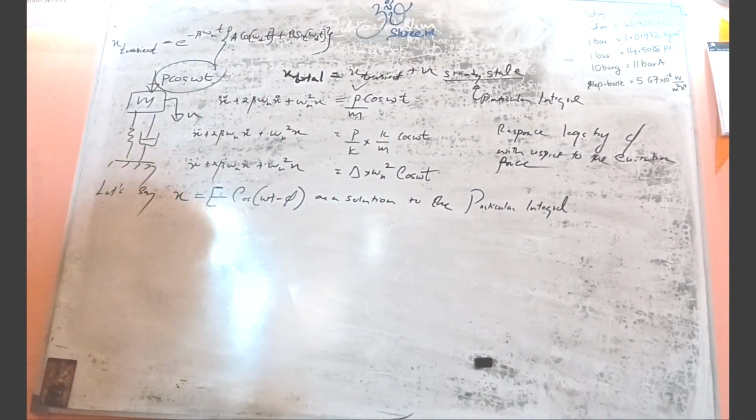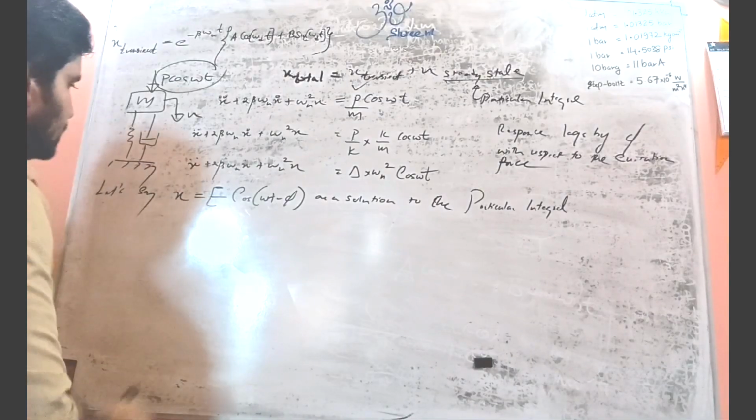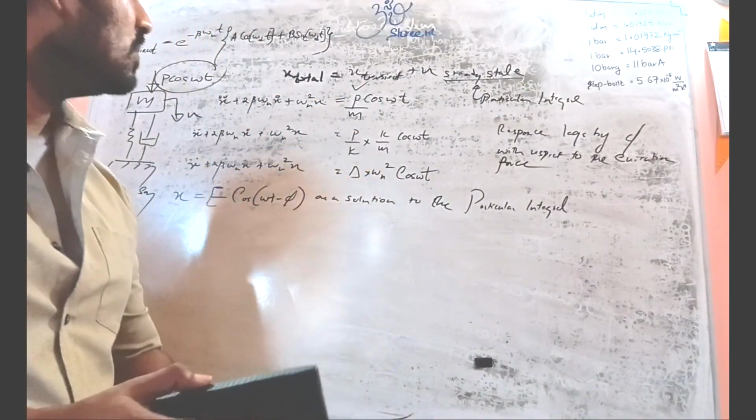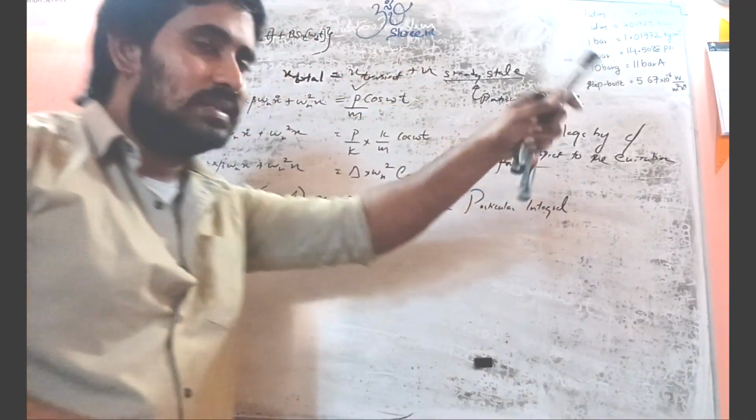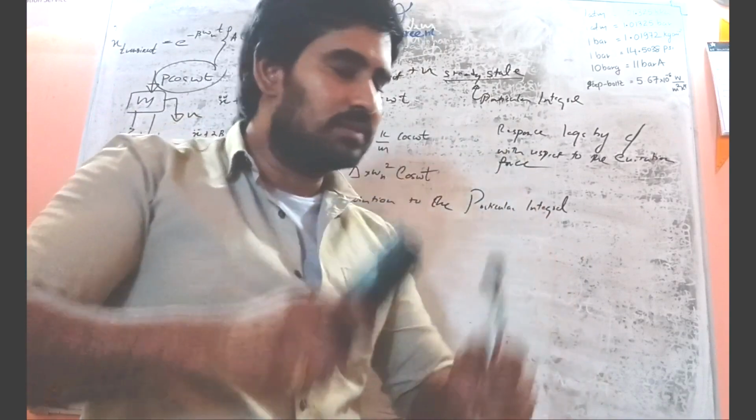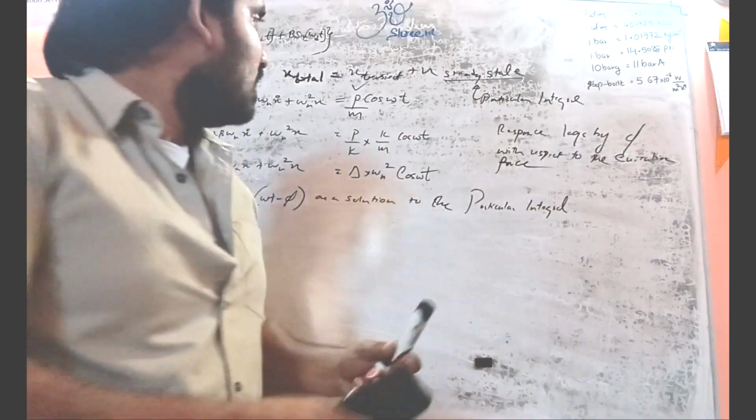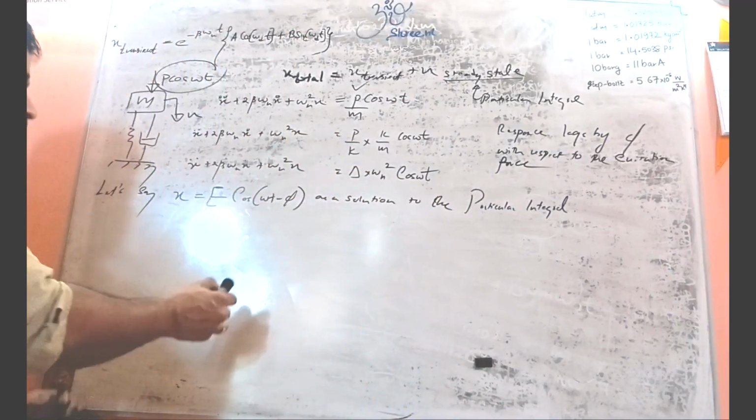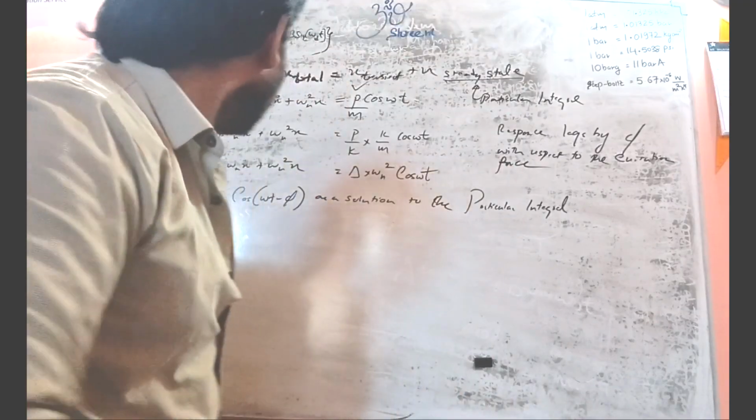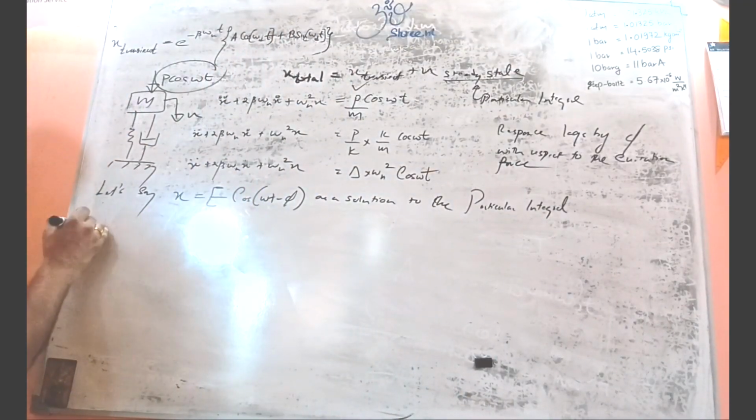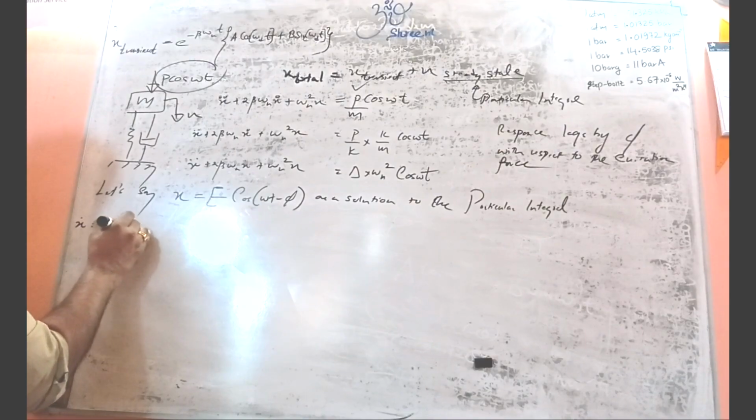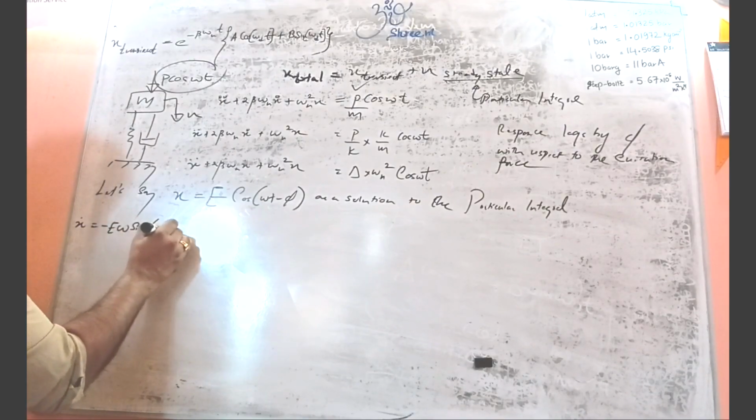So now we are going to find the other part, which is the steady state response. The particular integral is the one that is actually responsible for that, right? So let's say x equals some constant E times cos omega t minus phi as the solution to the particular integral. Now let's take the derivatives one by one. So what is x dot? X dot will be minus E omega sine omega t minus phi.